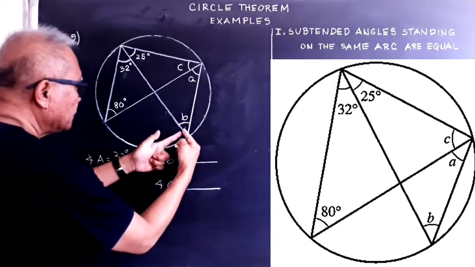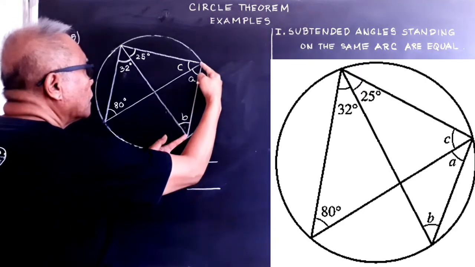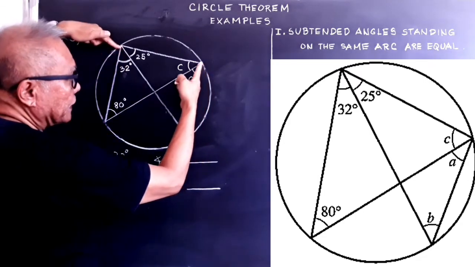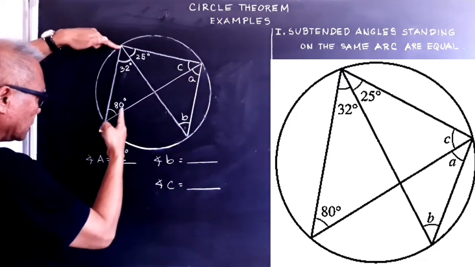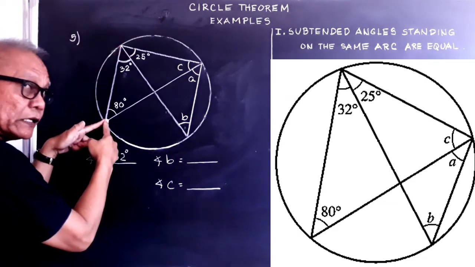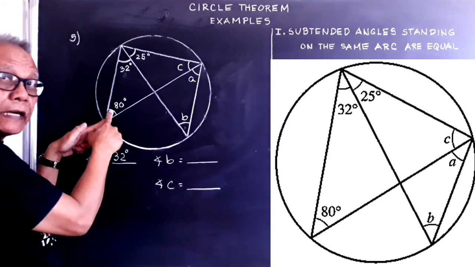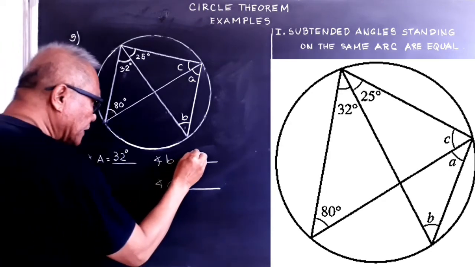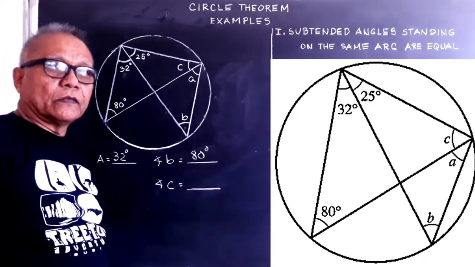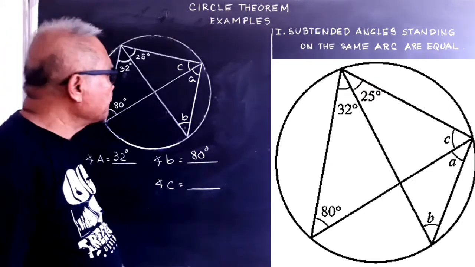For angle B, go there, here, and then here, and the left finger will trace it here also. So we have 80 degrees for angle B. Okay, let's have angle C.